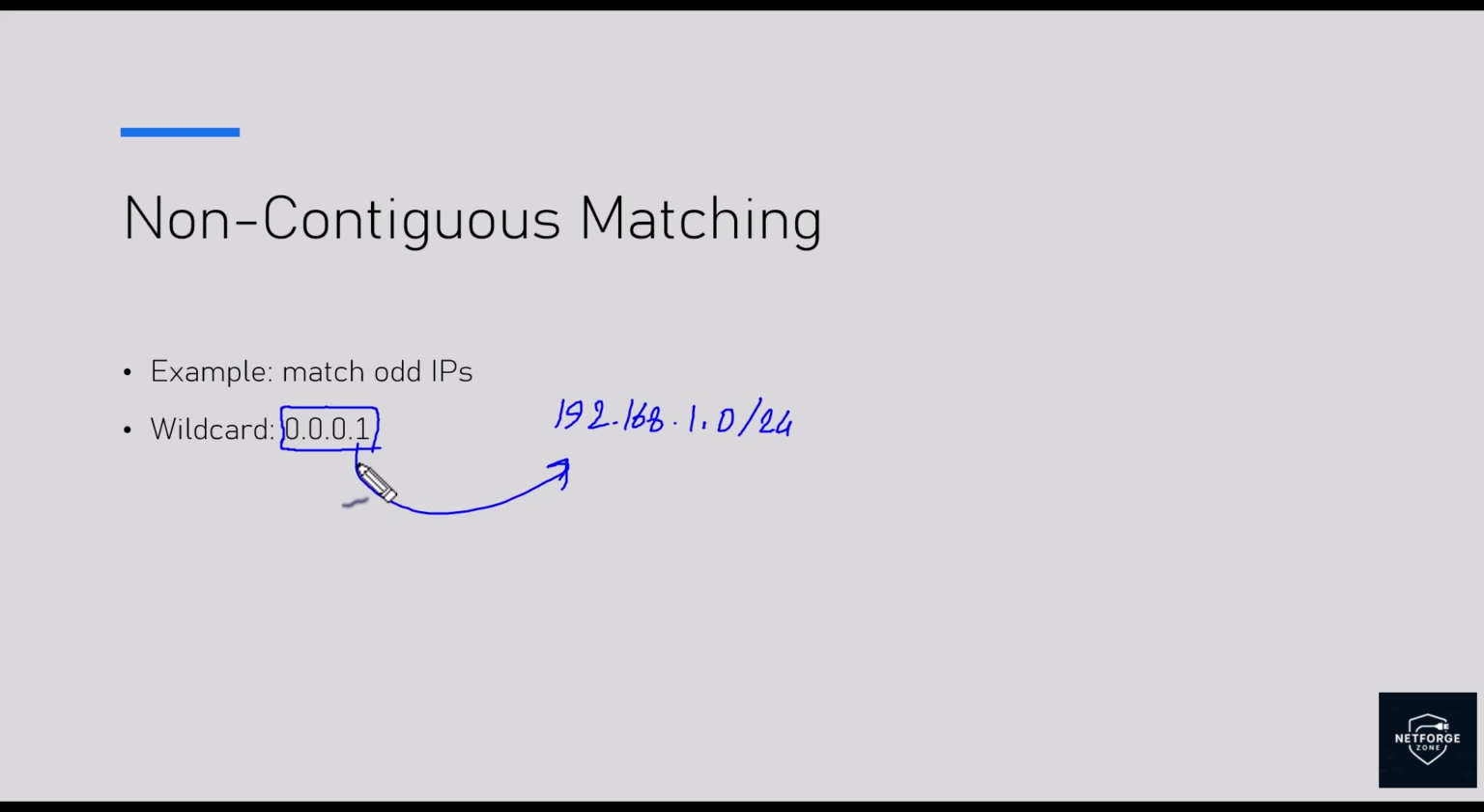Let me just convert this to binary. That's going to be easier. The last octet in binary is going to be 0000 0001. Let me just write it again: 00000001, which means that this bit can change. This can be 0 or 1. But I'm just matching exactly.